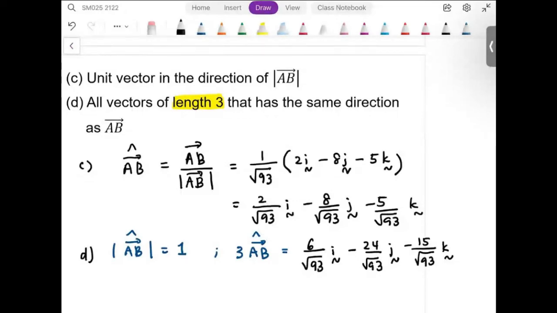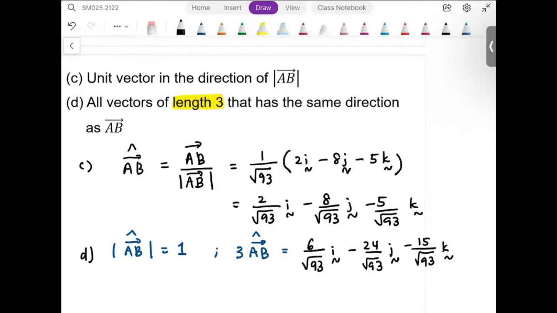Okay. So hint dia tu je. Kalau dia suruh cari another vector with the same direction that has specific length, maksudnya unit vector times with that vector. Itu je pattern dia. Let's say yang ni dia nak 3, sebab tu saya darab 3. Kalau dia nak another vector with length of set 34, darabkan je dengan unit vector tu.